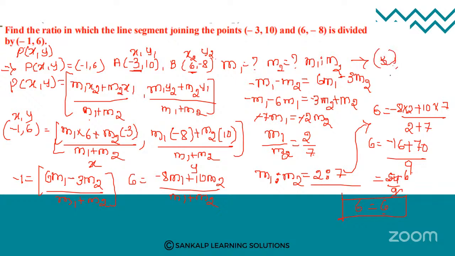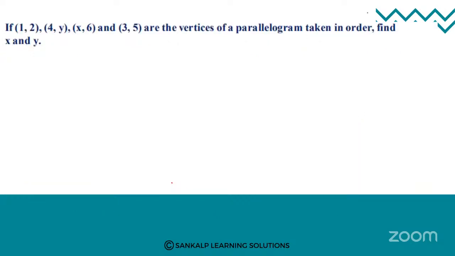Yes. Understood? So next question. If 1, 2, 4, y, x, 6 and 3, 5 are the vertices of a parallelogram taken in order, find x and y. Okay. So find x and y.